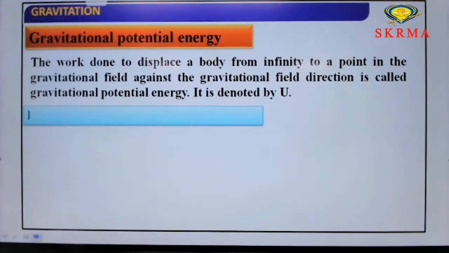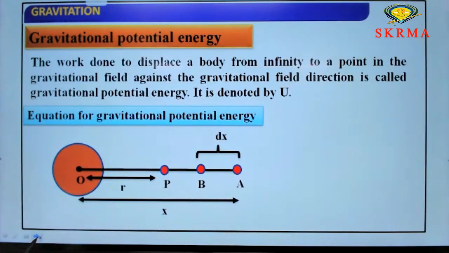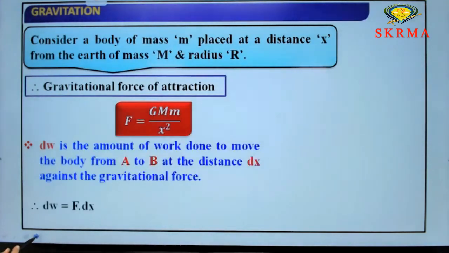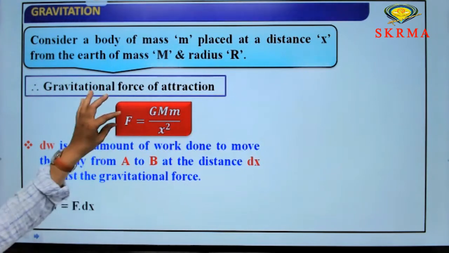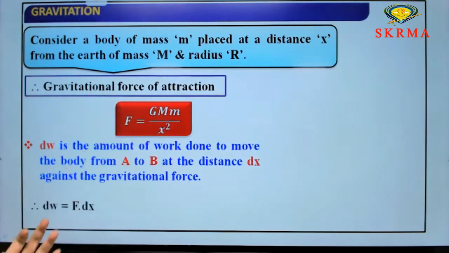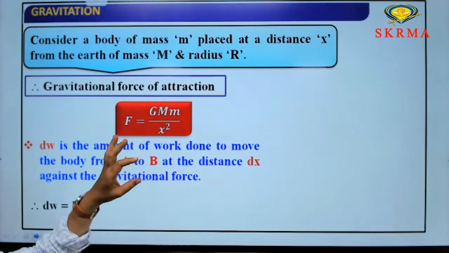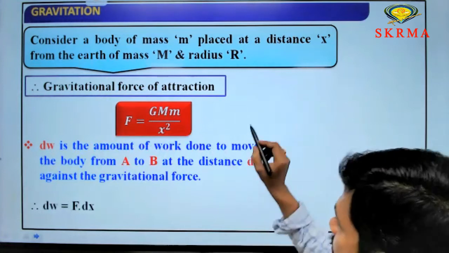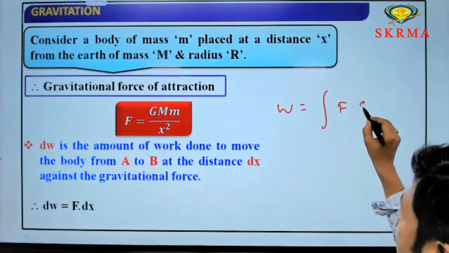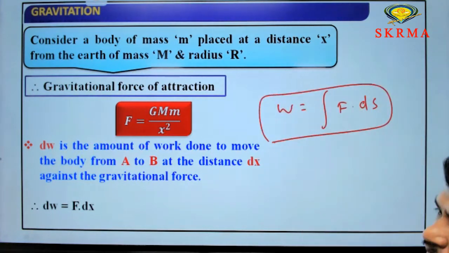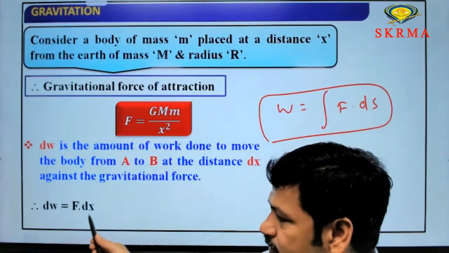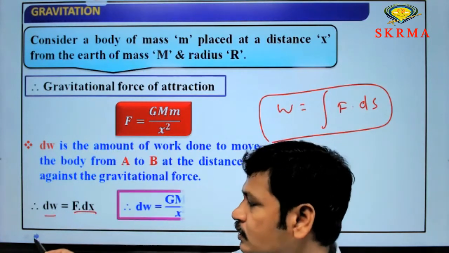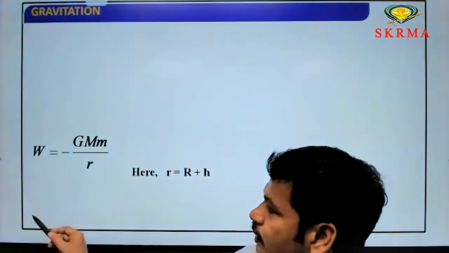The gravitational potential energy is represented here as U. The derivation is like this. Take the force, GMm by R square. If it is separated by distance x, the force is GMm by x square. If you want to find the potential, it is nothing but work done. Work done is the integral of F dot ds, force into displacement. If you want the total value, just integrate the equation.